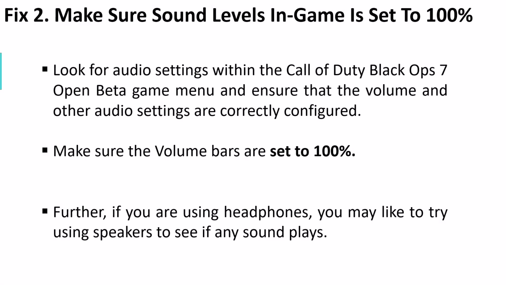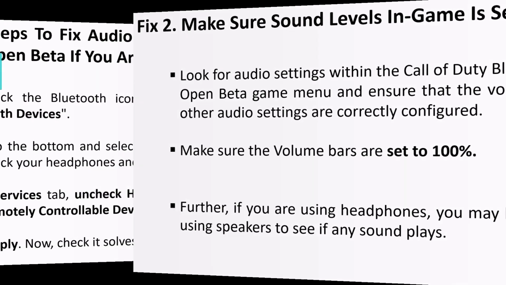Fix 2. Make sure sound level in-game is set to 100%. Look for audio settings within the Call of Duty Black Ops 7 Open Beta game menu and make sure that the volume and other audio settings are correctly configured. Make sure the volume bars are set to 100%. Further, if you are using headphones, you may like to try using a speaker to see if any sounds play.